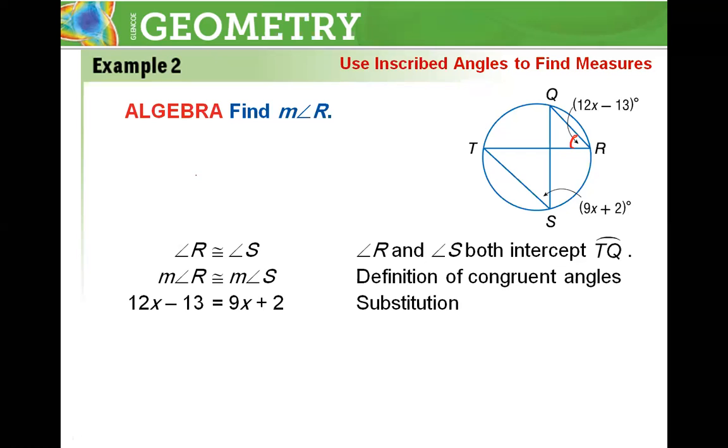Minus 9x on both sides, plus 13. So 3x minus 13 equals 2. Plus 13 plus 13. So 3x equals 15. From it, we can deduce that x equals what? x equals 5. We get the value of x is 5, but we don't need the value of x. We need the value of R. R equals what?